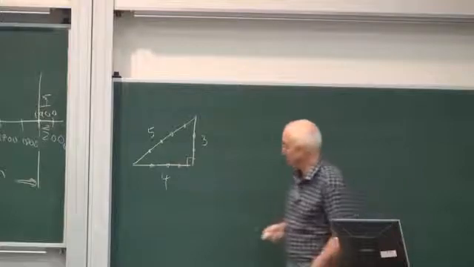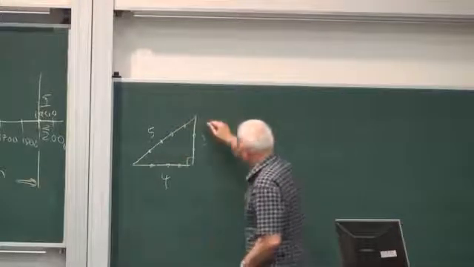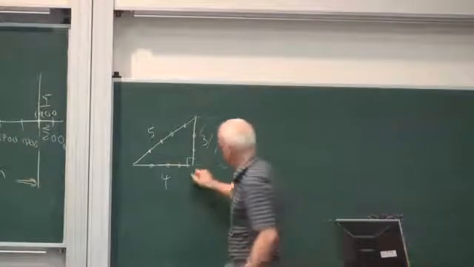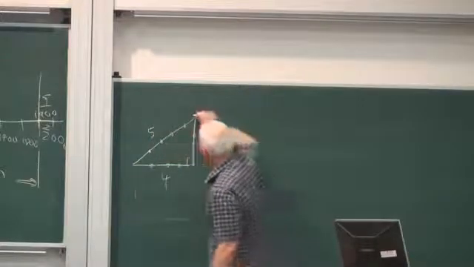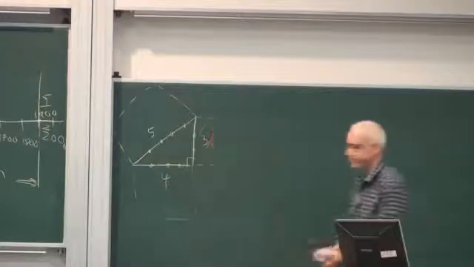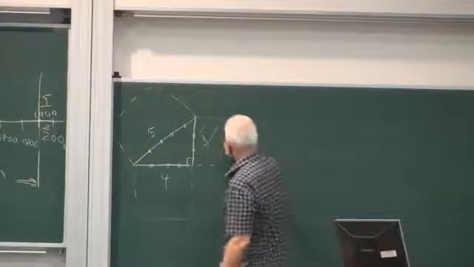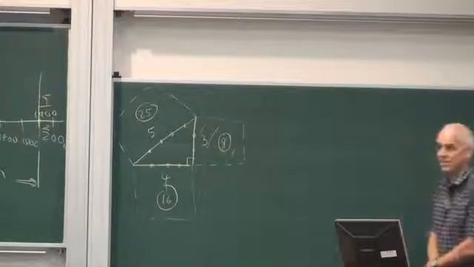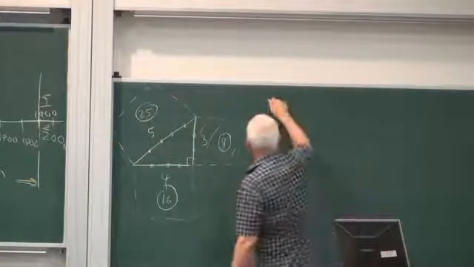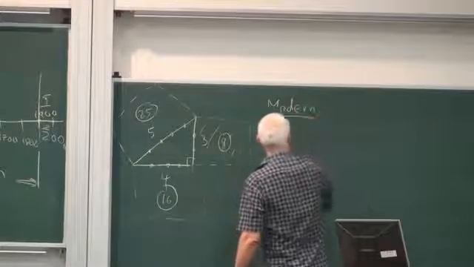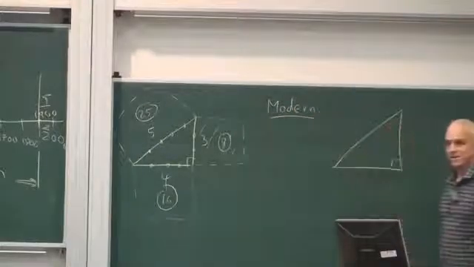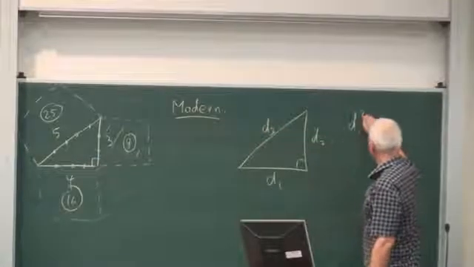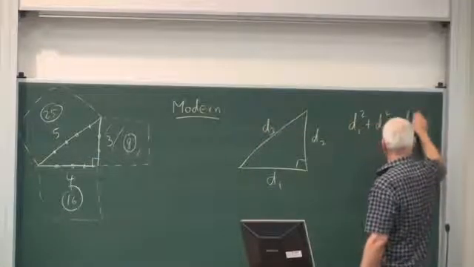It's exactly 90 degrees. And the important relationship here is that the area of the square built on that side, plus the area of the square built on that side, is the area of the square built on the hypotenuse. So these areas, well, that one's 9, that one's 16, and that one's 25. So these days, the modern formulation is to say, all right, we have a right triangle with side lengths d1, d2, d3, then d1 squared plus d2 squared equals d3 squared.